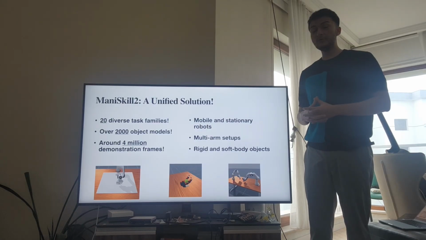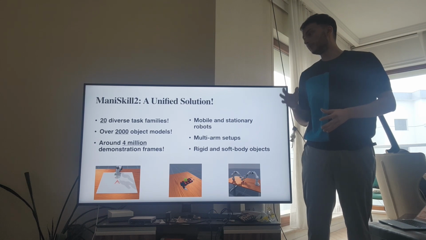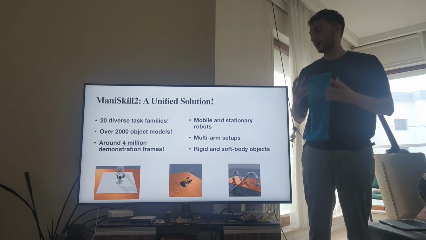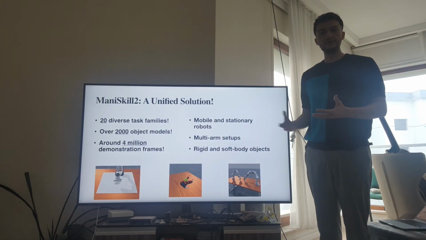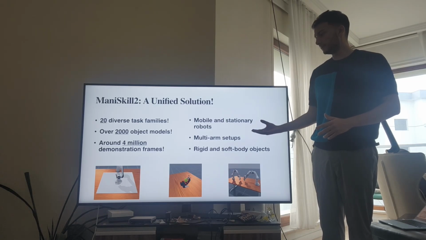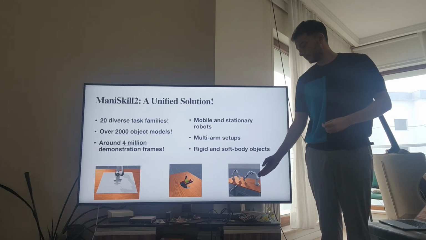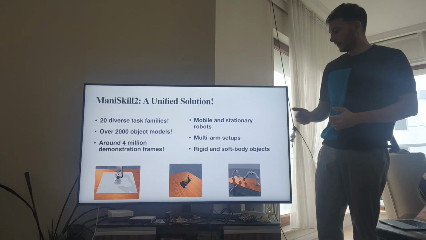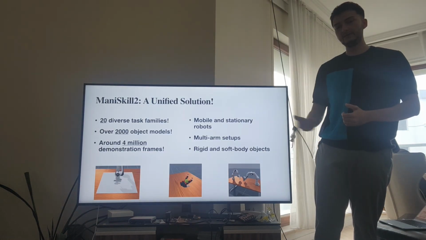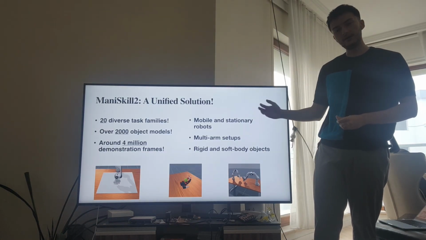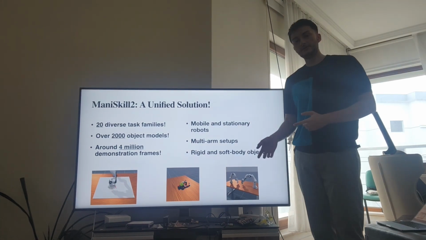So ManiSkill2, a unified solution. It has 20 diverse task families, over 2,000 object models, and around 4 million demonstration frames. So this is a really great diversification and a lot of different tasks to be looked into. So what does ManiSkill2 bring to us? It brings mobile and stationary robots, and multi-arm setups, such as here, where you can see two different robots manipulating a single object simultaneously. And we have rigid and soft body objects, such as you can see in the dexterous hand, which rotates the ball. And in the next slides, we will see the pour and the other soft body tasks.